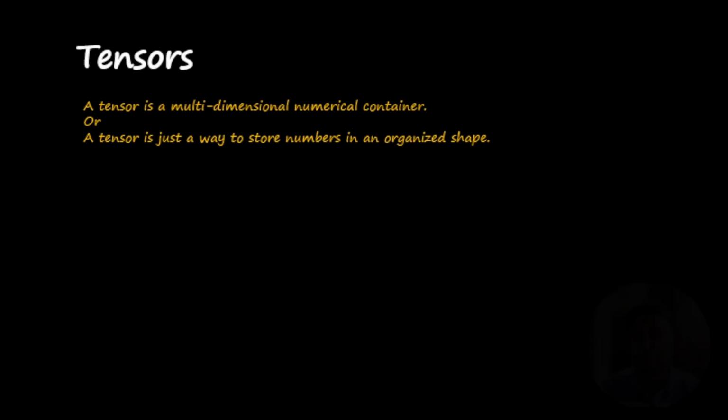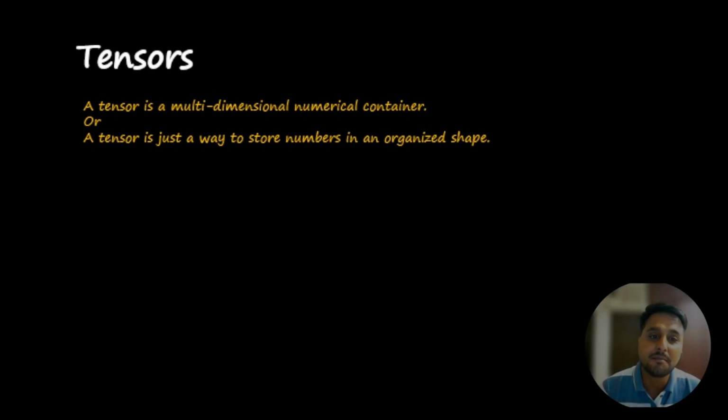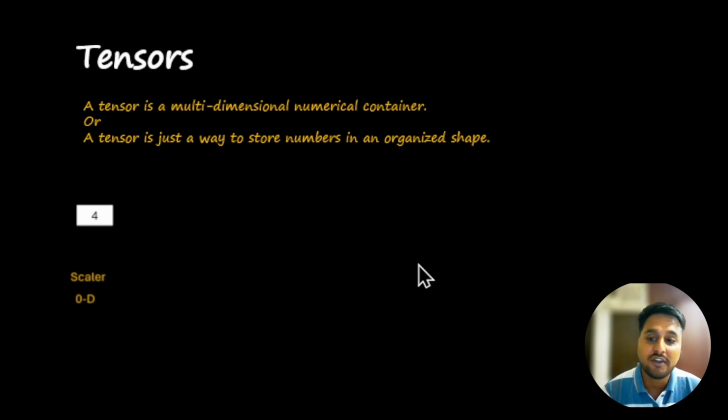So let's start with the definition of a tensor. So what are tensors? A tensor is a multi-dimensional numerical container. That means it holds numbers, but those numbers are arranged in multiple dimensions, not just a single simple list. It is like a box that can be 2D, 3D or even higher.